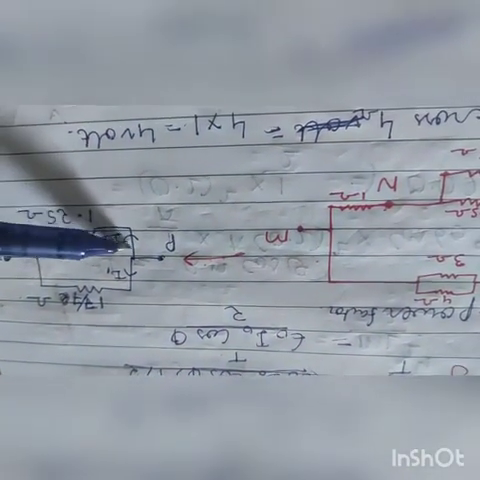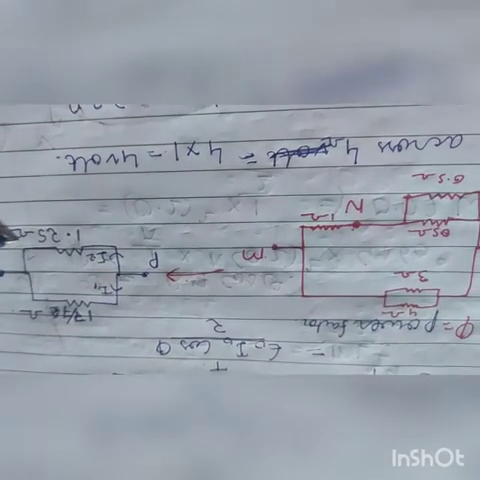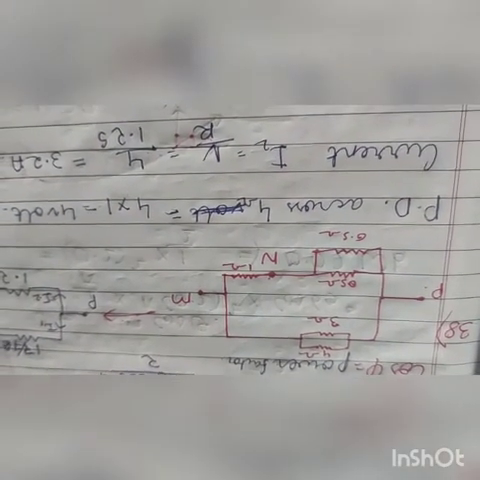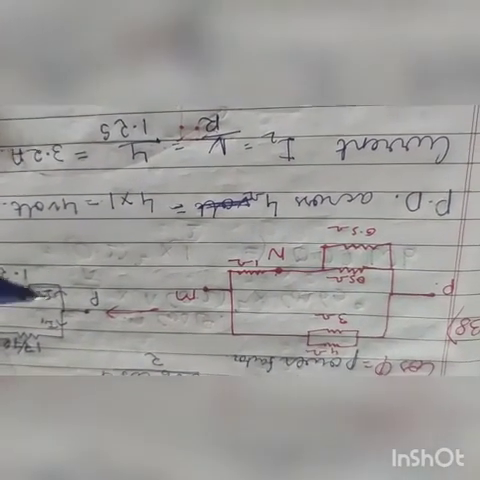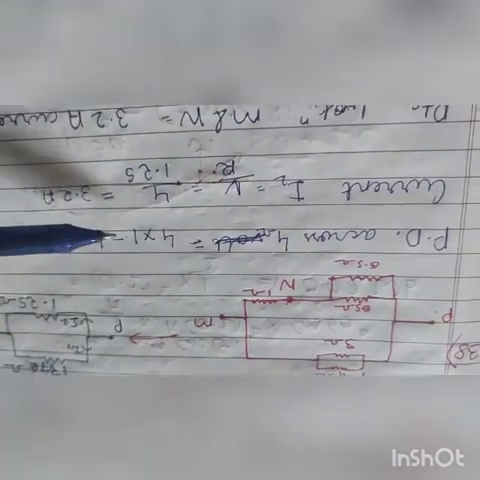From the lower bridge, it comes out to be 1.25 ohm. It is given in the question that across the 4 ohm, 1 ampere current passes. So the potential difference across 4 ohm will be 4 into 1 is equal to 4 volt. Now the current I2, that is from the bottom, I1 is upwards and I2 is downwards. So I2 is equal to V by R is equal to 4 by 1.25.